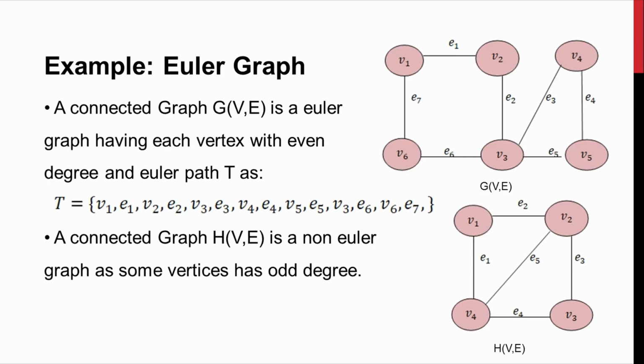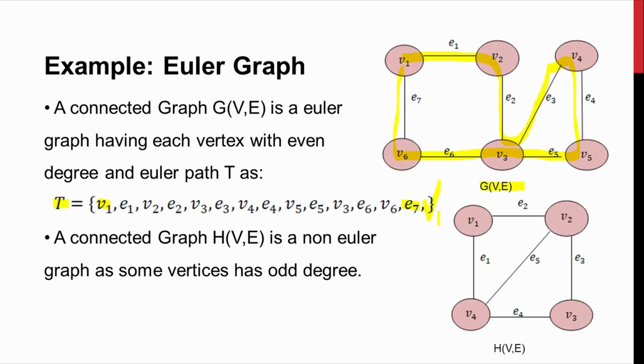So here we have an example. First, graph G with V vertices and E edges. Here we have 6 vertices and 7 edges, and this T is a trace or path from V1 to E7, and lastly we reach V1 again. So we start from V1 to V2, V2 to V3 to V4, and then V5, again V3, V6. We traverse all edges only once. So this graph has an Euler circuit.